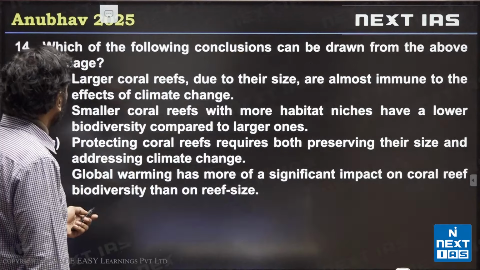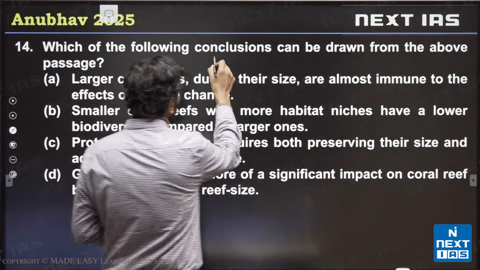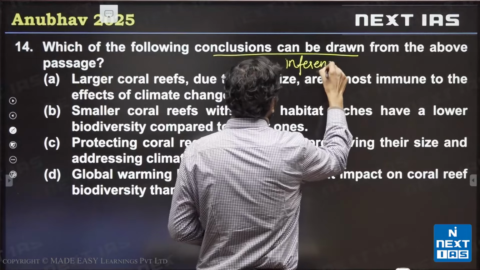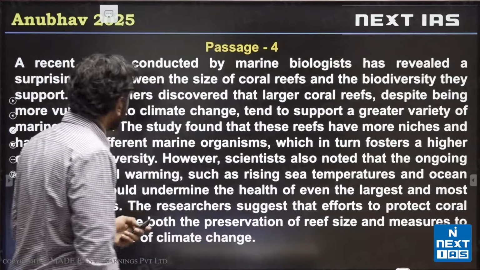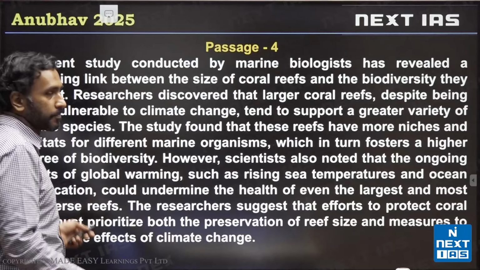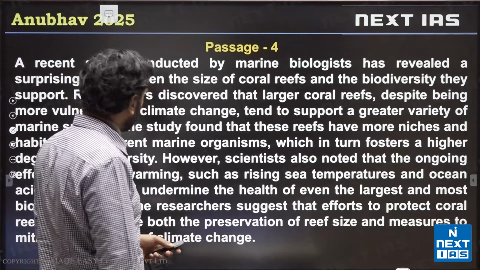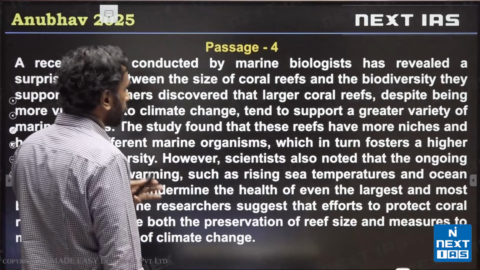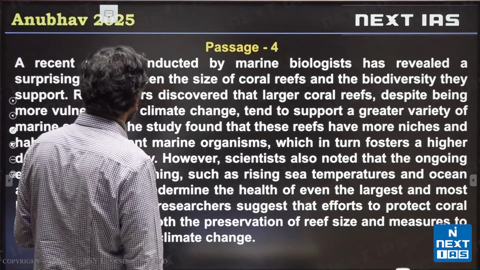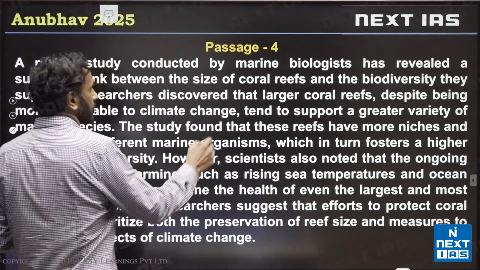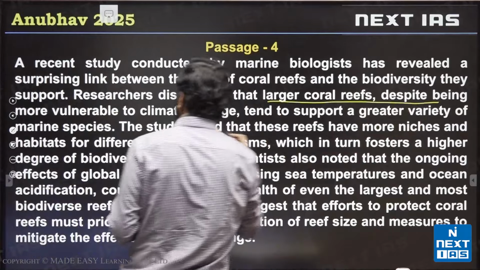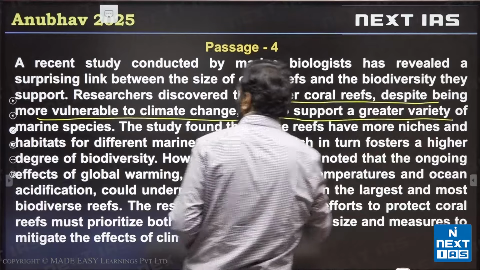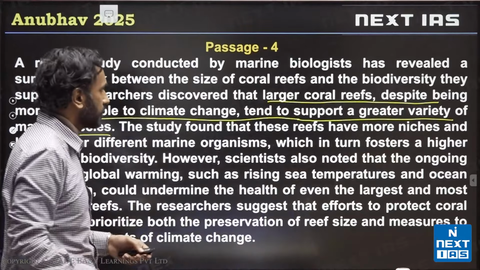It's a conclusion drawn. Conclusions can be drawn. This is an inference question. All right. Inferences can be from anywhere, so we are simply going to read the passage really quickly. A recent study conducted by marine biologists has revealed a surprising link between size of coral reefs and biodiversity they support. Researchers discovered that larger coral reefs, despite being more vulnerable to climate change, tend to support a greater variety of marine species. This is the relationship they found.